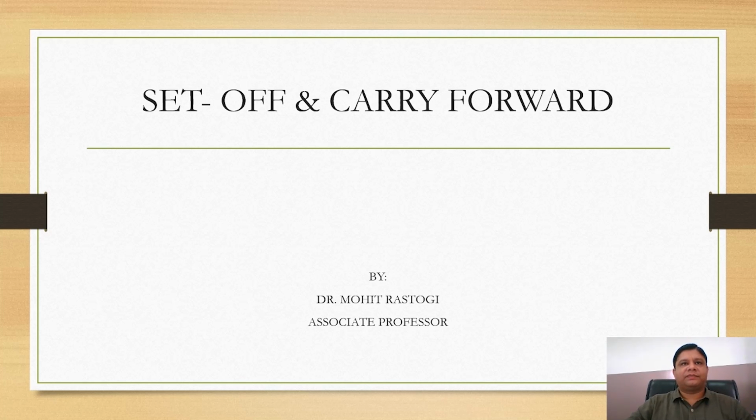inter-head adjustments of losses, carry forward of losses, treatment of loss under head income from house property, carry forward and set off of business loss other than speculation loss, carry forward and set off of loss of owning and maintaining racehorses, demergers, partnerships, banking company, and also the accumulated loss and unabsorbed depreciation.